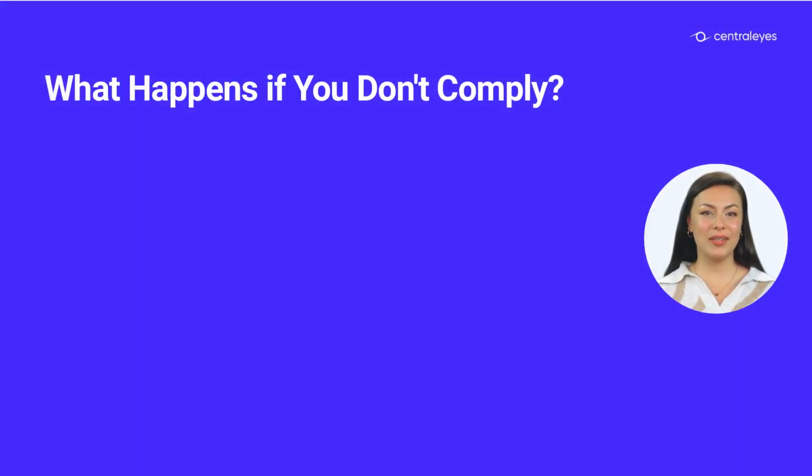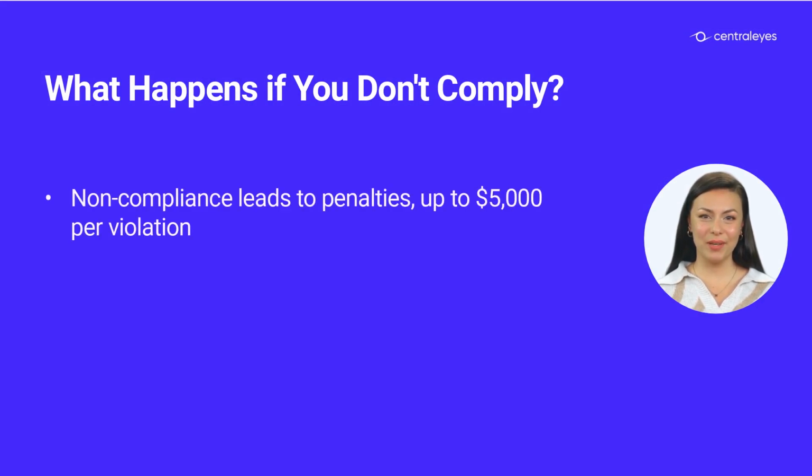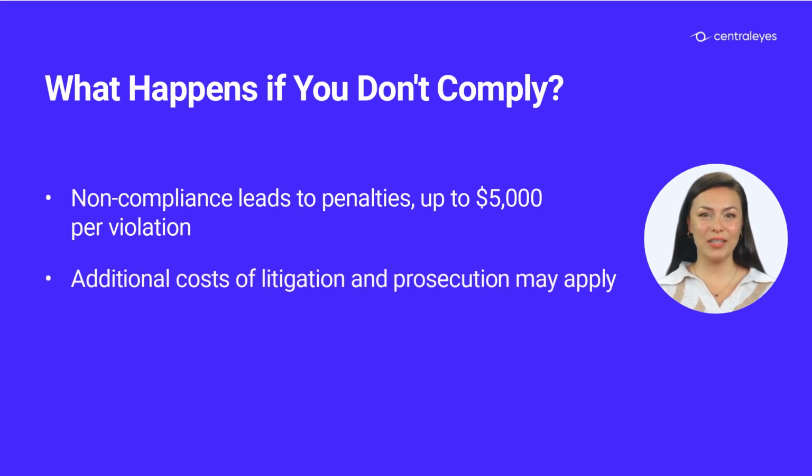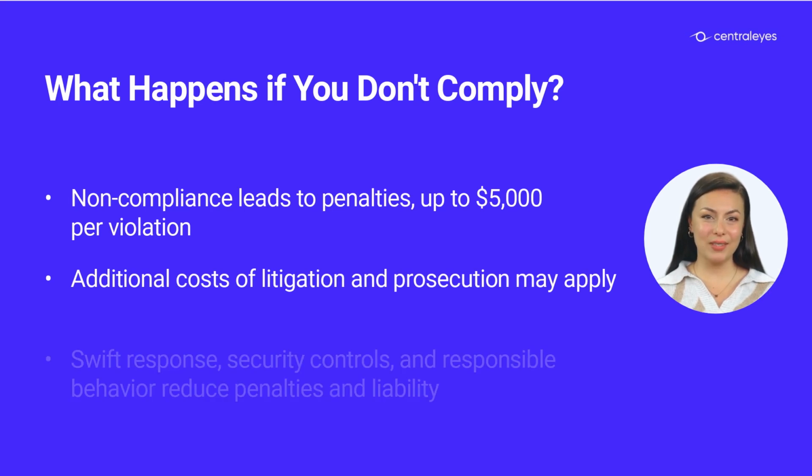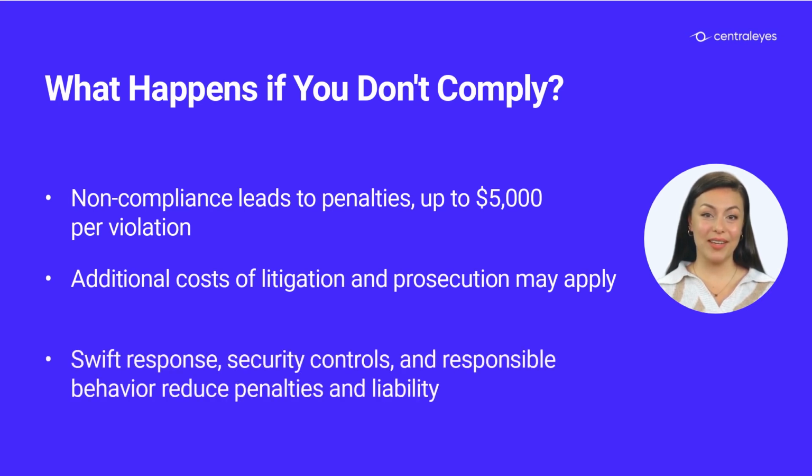Non-compliance with the Massachusetts data privacy law can result in penalties imposed by regulators. Currently, the law allows for penalties of up to $5,000 per violation, in addition to the reasonable costs of litigation and prosecution. Taking swift action in response to incidents, demonstrating the implementation of recommended security controls and procedures, and showing responsible behavior can significantly reduce penalties and liability.